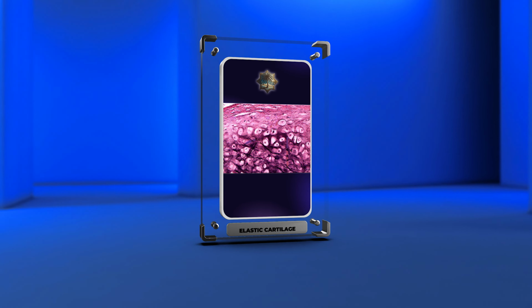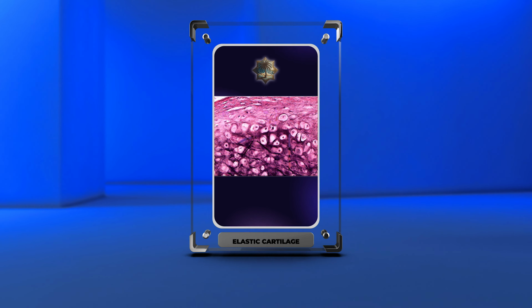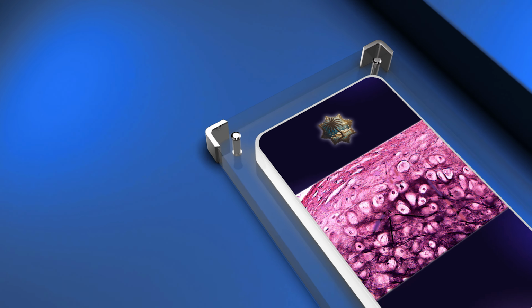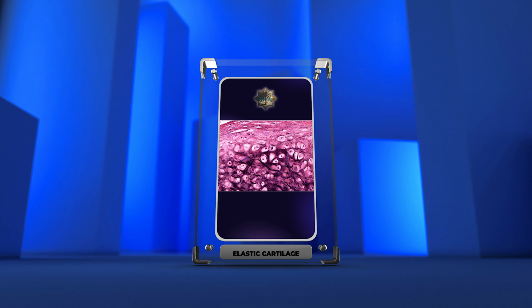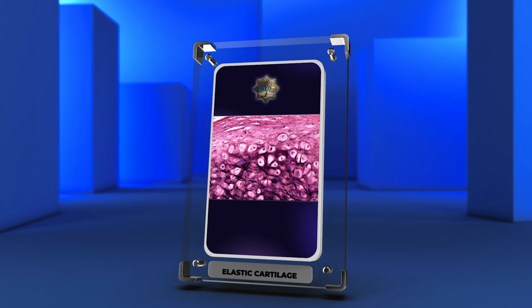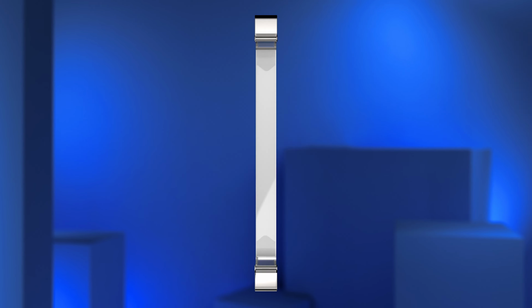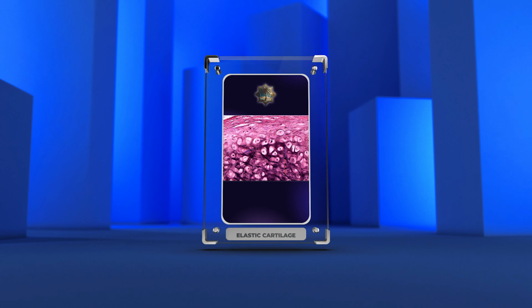Welcome to today's histology lecture on the topic of elastic cartilage. Elastic cartilage is a specialized type of connective tissue found in various parts of the body, particularly in areas that require flexibility and support. It is characterized by the presence of elastic fibers, which give it unique properties not found in other types of cartilage.